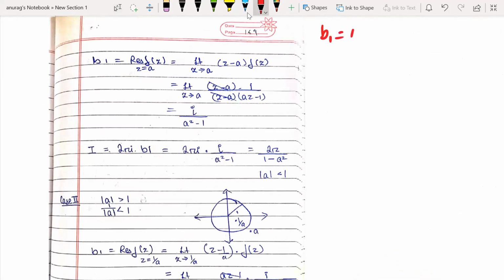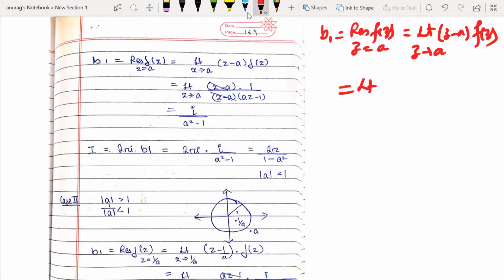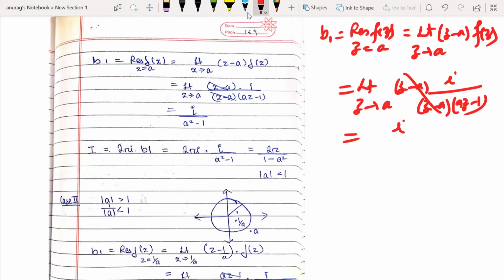So b1 is the residue of f(z) at z equal to a. As we know that z equal to a is a simple pole, so limit z tending to a, (z minus a) f(z). Using the theory of the residue, limit z tending to a, (z minus a) f(z), what? i over (z minus a)(az minus 1). So this factor is cancelled out. If you apply the limit z equal to a, this is i over (a square minus 1).